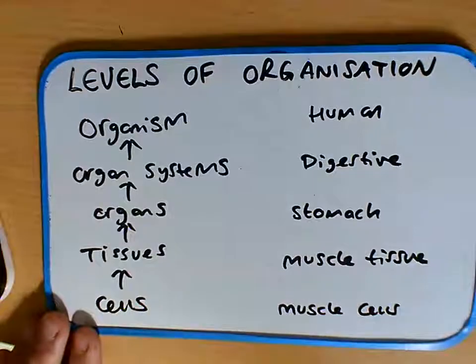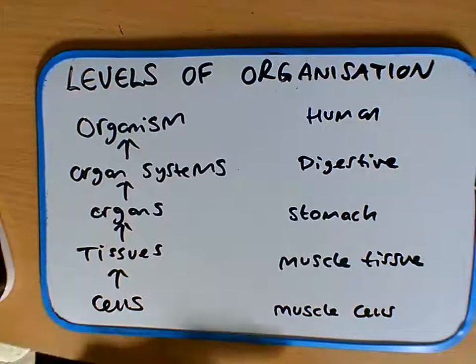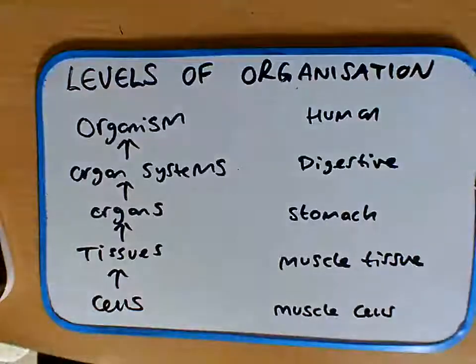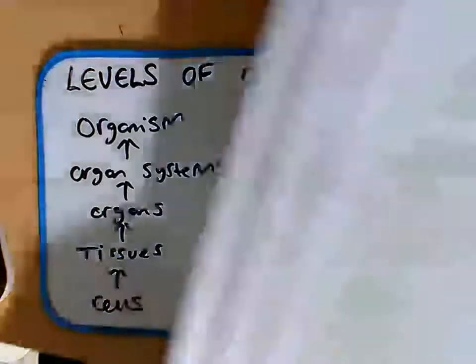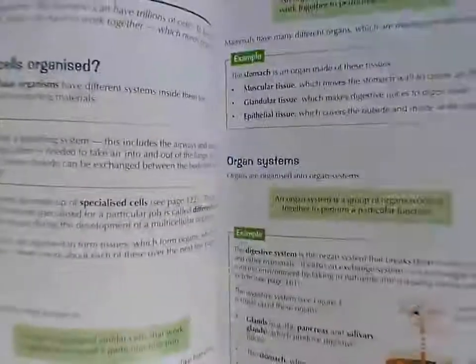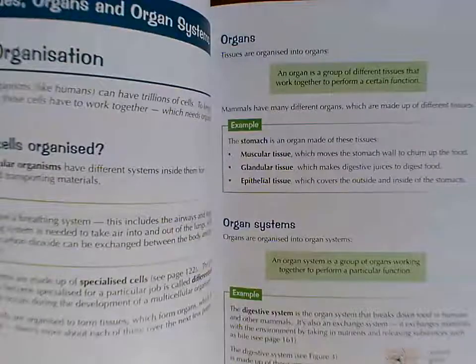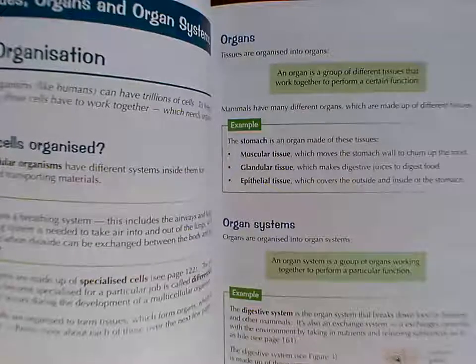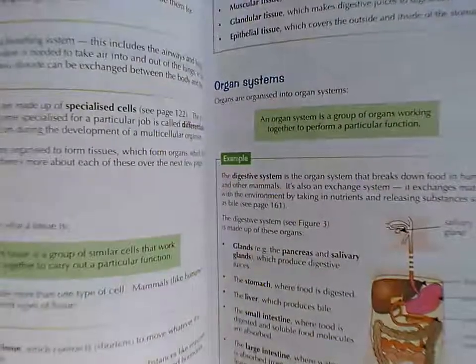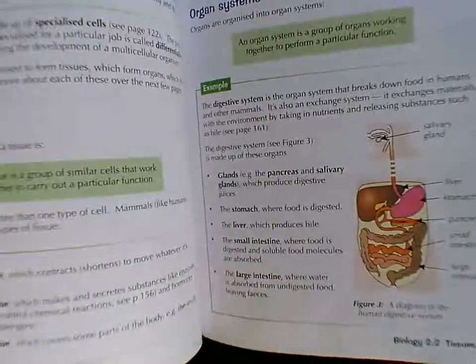So we've had a quick look at levels of organization, moving from the cells up to the organism itself. We've looked at the example in the digestive system, and we've then looked at the definition of tissues with some examples, and we've also looked at the definition of an organ, with the example being the stomach, and then looked at an organ system using the digestive system as an example.